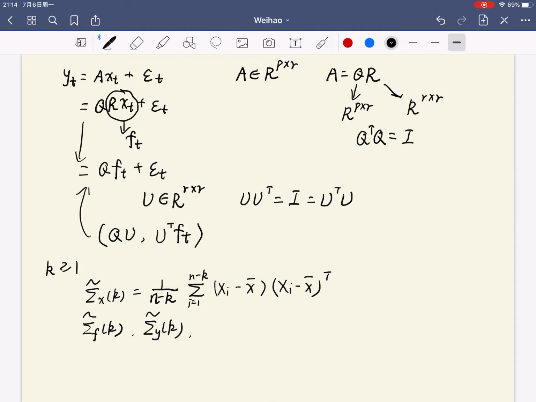We can also define the autocovariance between f_t and white noise in the following way.